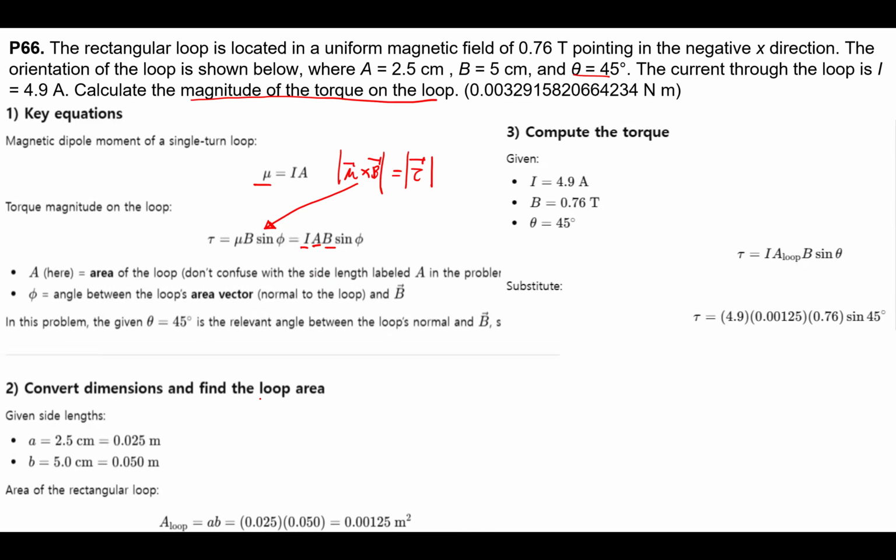We need to figure out the loop area A first of all. This is a rectangle, 2.5 centimeters on the sides, and then the area of the loop in meter squared. Note that it should be converted into meter squared all the time. Then compute the torque. The current is in ampere, area in meter squared, and B in tesla, and then we get newton meter.